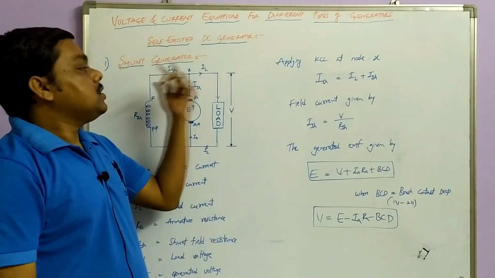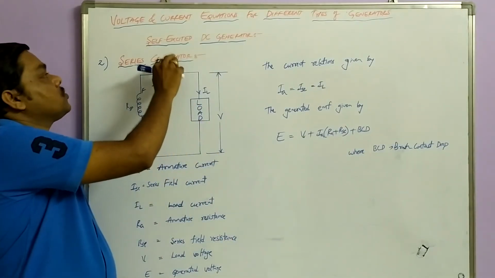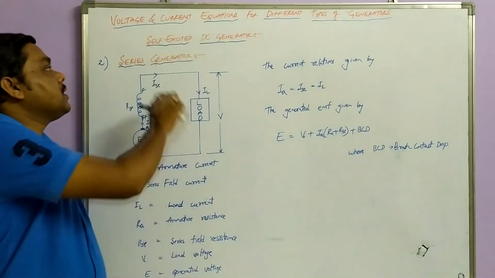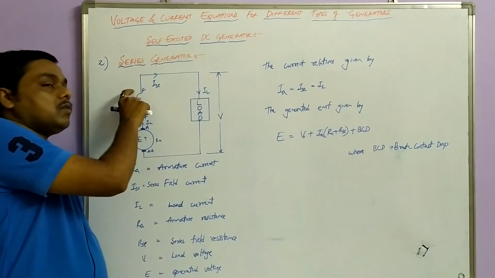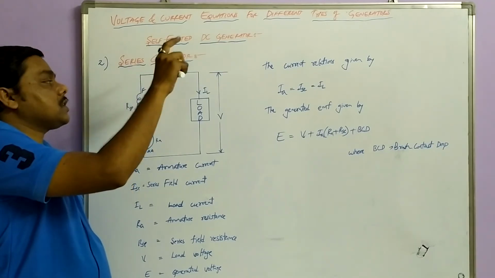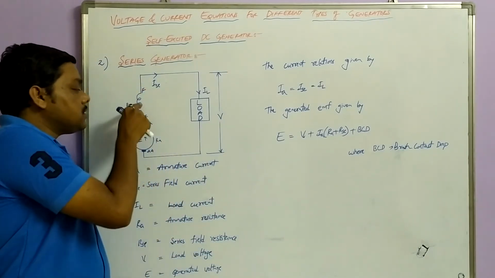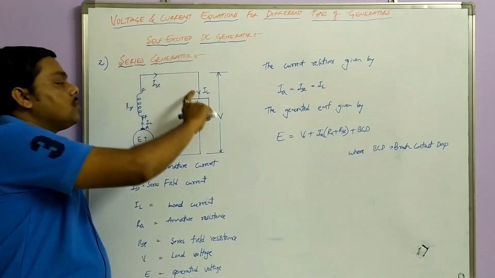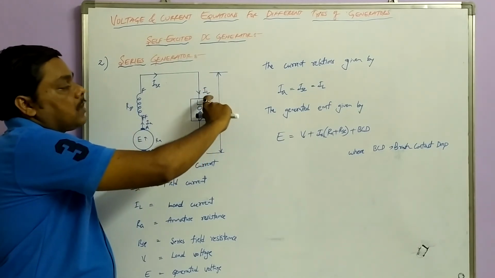Now we will discuss the series generator. The series generator is also a self-excited DC generator, and it is called a series generator because the field winding is connected in series with the armature. In the previous case, it was connected in parallel, so we called it a shunt generator. Now the field winding is connected in series with the armature, so it is called the series generator, and the load is connected across these two elements. The load voltage is available across the load.